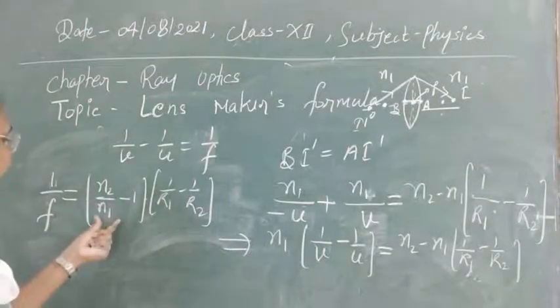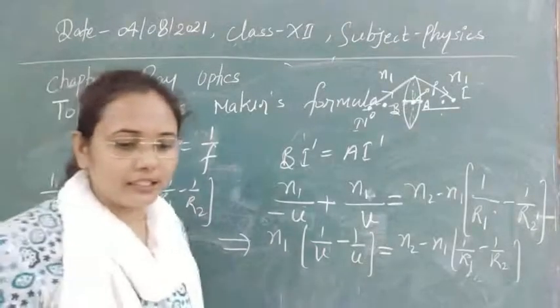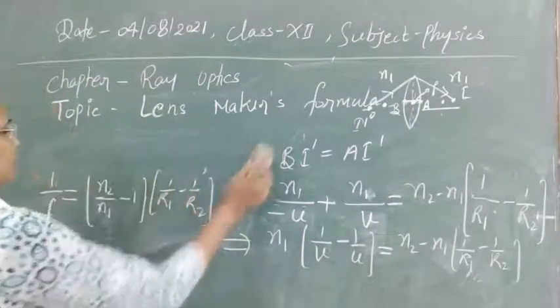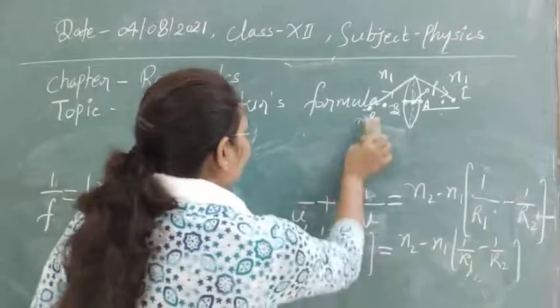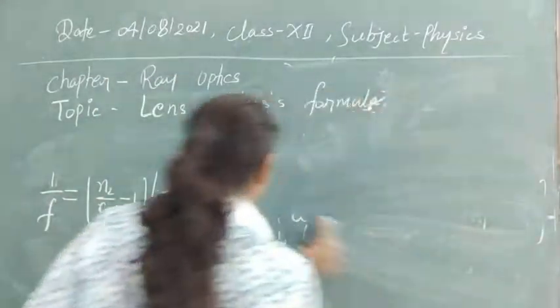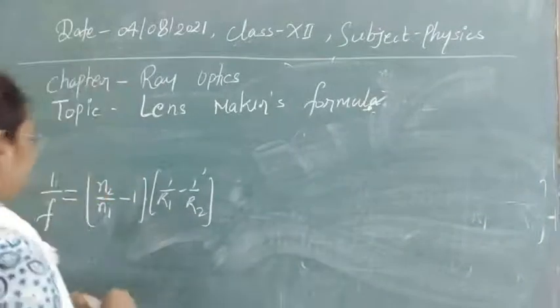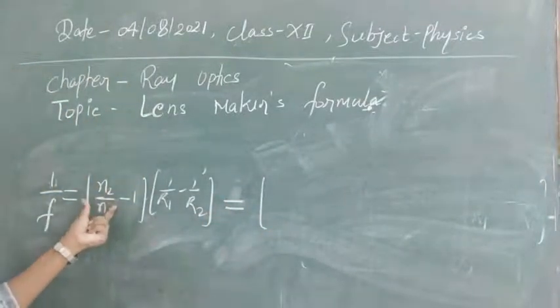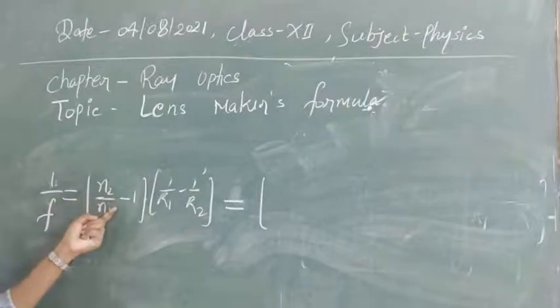And one more thing, as I have told you about the reversibility of light, and how we can write these two. So let's write down this equation in a more precise form. In place of N2 upon N1, we can write here, this is equal to 1 and 2.